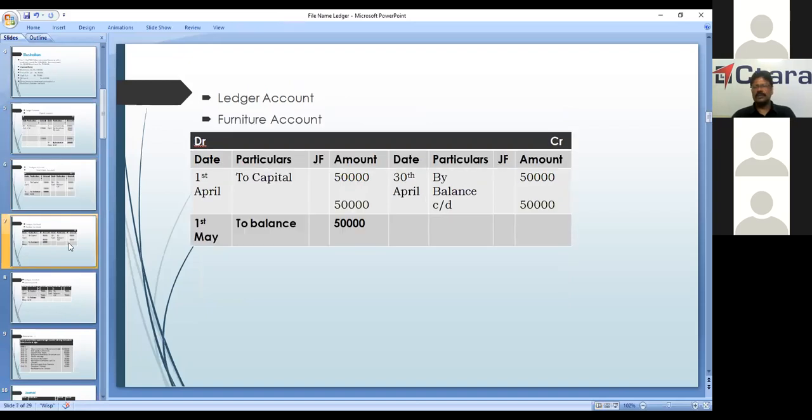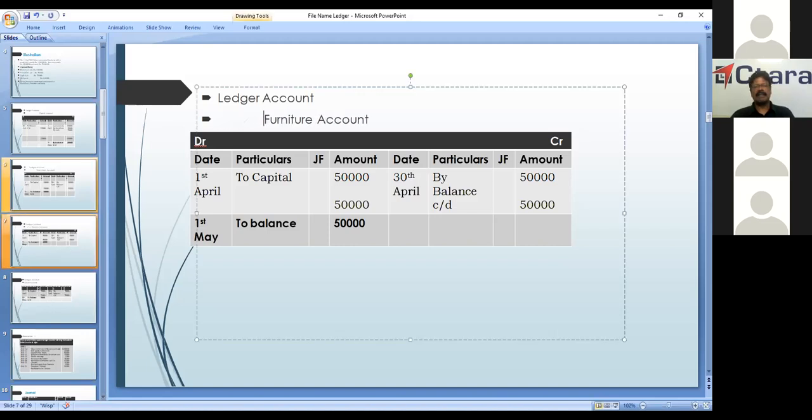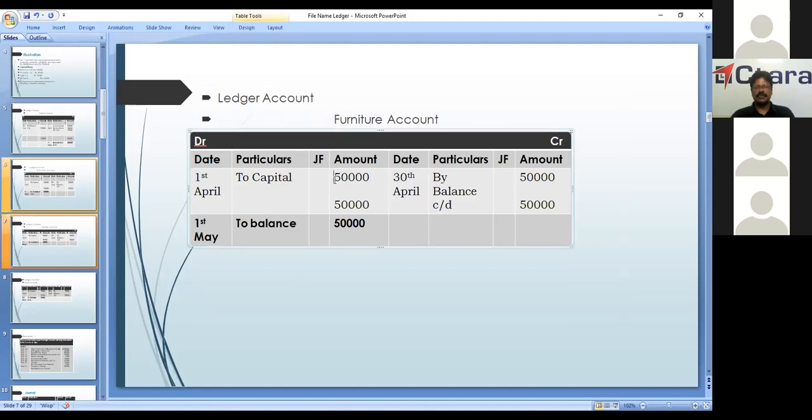The furniture account is also a debit item. The journal entry is machinery account debit, furniture account debit, cash account debit to capital. In the furniture ledger, it's a debit item. Go to the debit column and put the amount. Furniture cost worth 50,000. Put 50,000 here, received as capital, to capital 50,000. And then on the other side, you have to balance it. Put the same amount and balance the account.